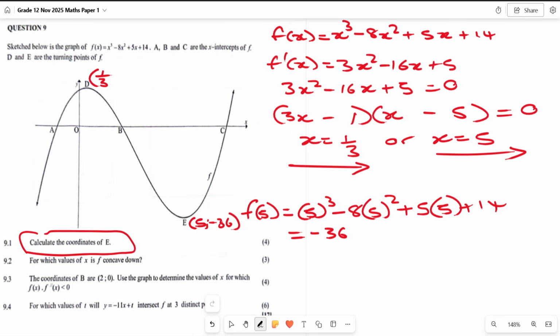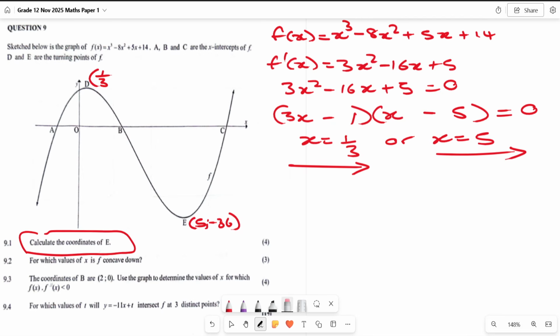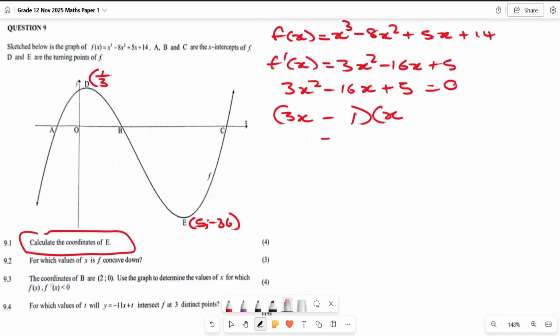Easy. I guess you could have gotten yourself an easy 4 marks there. Think about it. This is not a question out of the blue. It's a question that you should be familiar with.